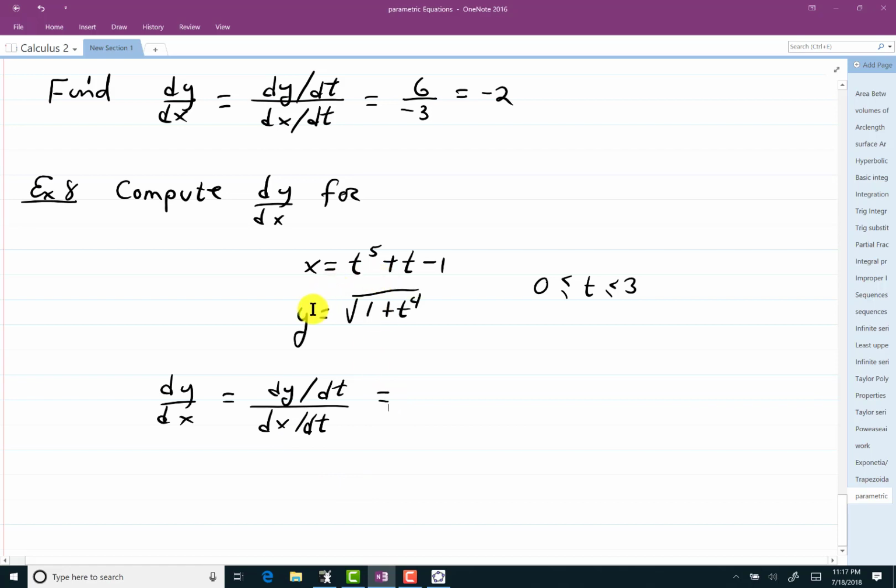Let's look at the derivative of y with respect to t. I will get 1 over 2 radical 1 plus t to the 4th. Then don't forget the chain rule says we have to take the derivative of 1 plus t to the 4th. I'll get 4t cubed. And then in the denominator, I'll get 5t to the 4th plus 1.